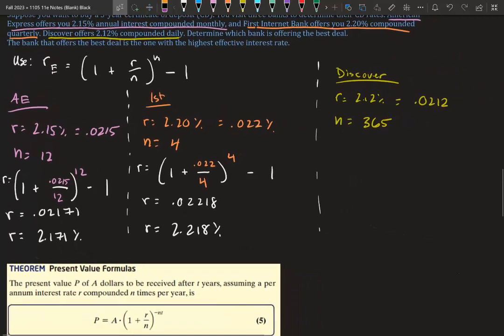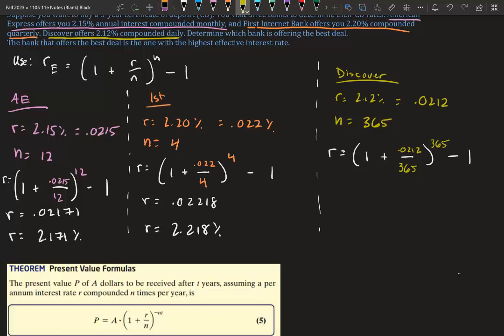Last but not least, we have Discover. So for Discover, it's pretty much the same deal, just different numbers. We have 1 plus blank over blank to the power of blank, all minus 1. And our first blank, our rate is 0.0212. Our compounding is 365.